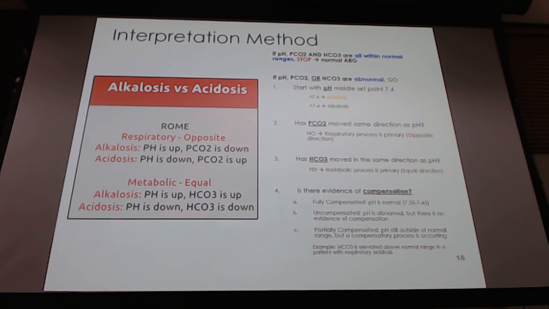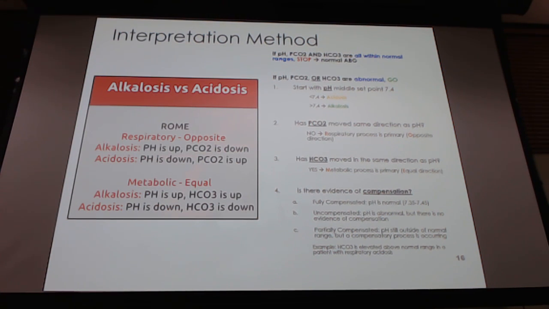And then we look at the HCO3. So HCO3 and pH both going up means metabolic. PCO2 and pH going in the opposite direction is respiratory.